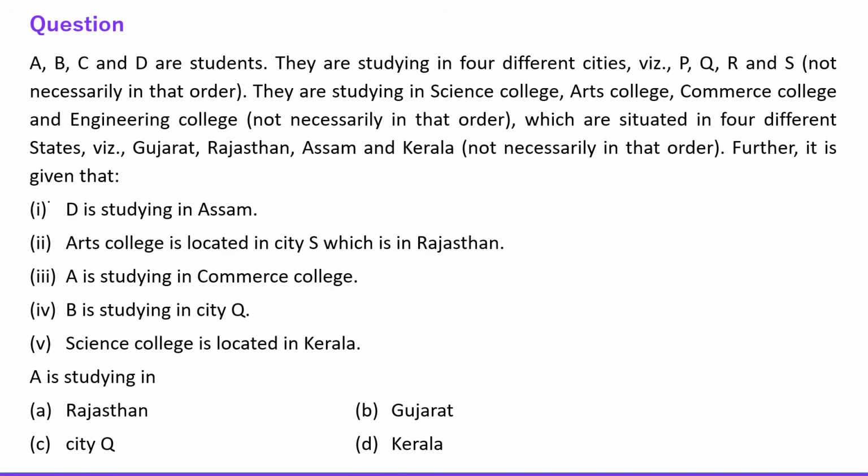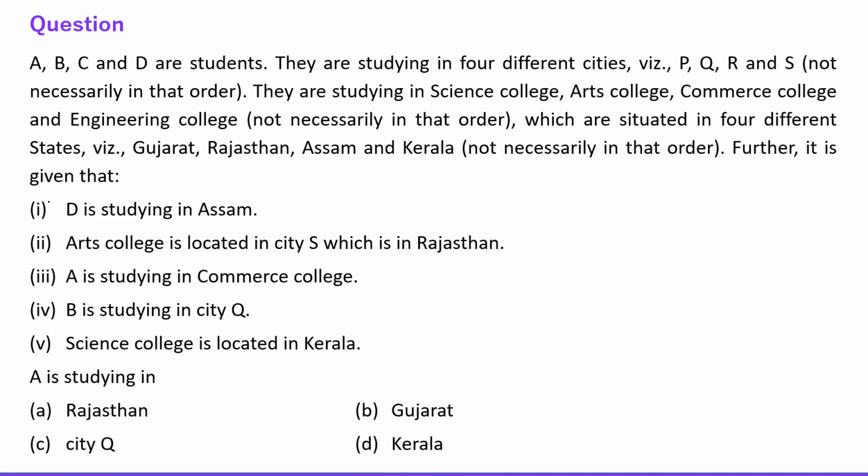They are studying in 4 different cities, P, Q, R, S, not necessarily in the order. They are studying in Science College, Arts College, Commerce College and Engineering College, not necessarily in that order, which are situated in 4 different states, Gujarat, Rajasthan, Assam and Kerala, not necessarily in that order.